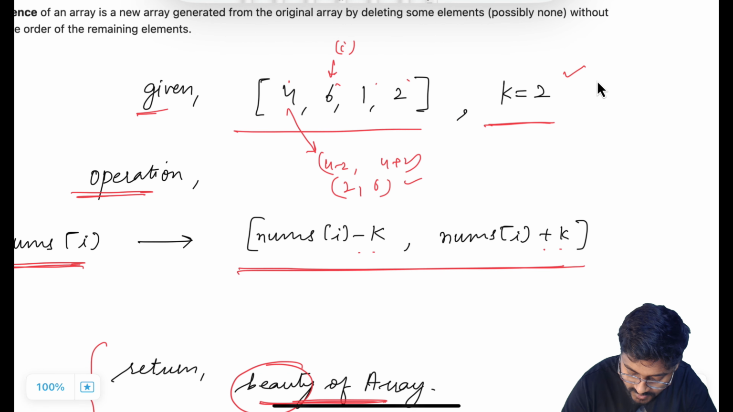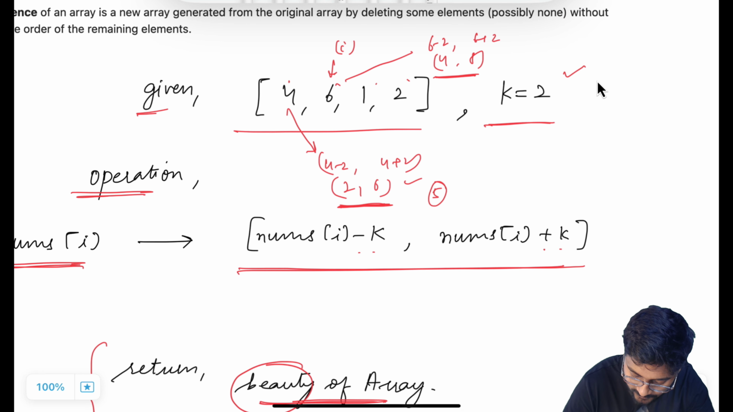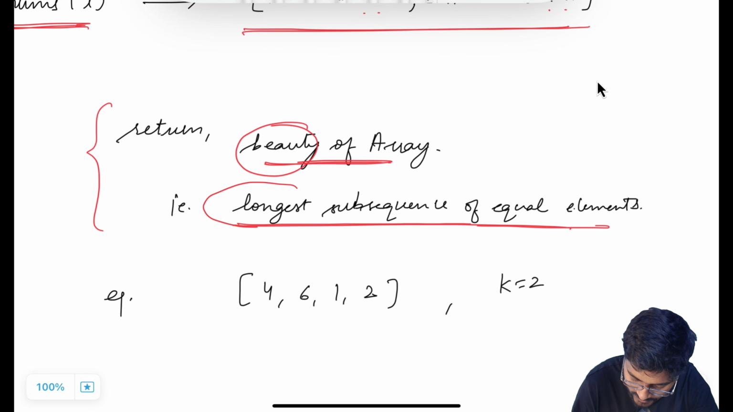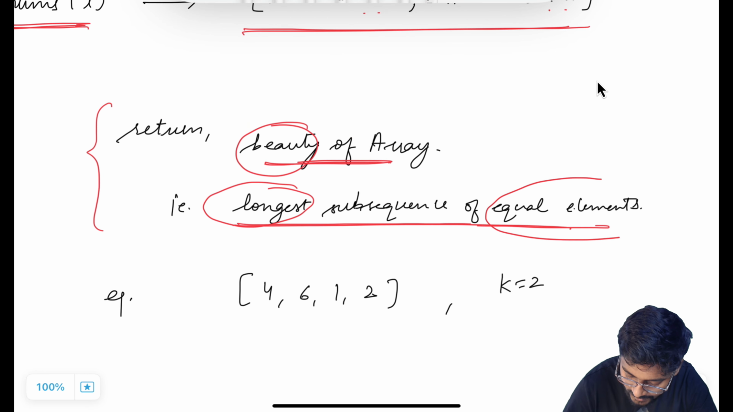Let's say initially 4 and 6 are there. 4 can be converted to the range 2 to 6, and 6 can be converted to the range 6 minus 2 to 6 plus 2, which is 4 to 8. If I choose any value common to both ranges, let's say I pick 5, 5 from this range and 5 from that range, I can replace 4 with 5 and 6 with 5. So these will be a subsequence of length 2. So you have to choose the longest subsequence of equal elements.